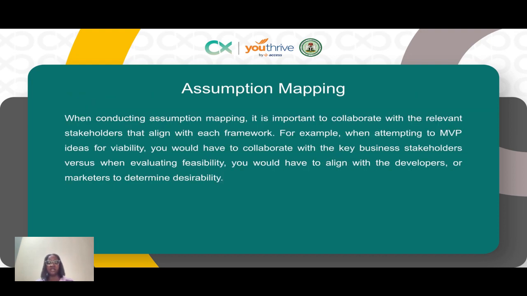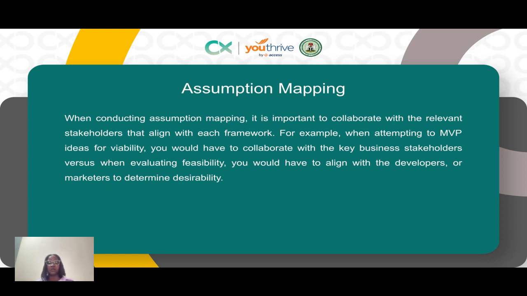Now, when conducting assumption mapping, it is important to collaborate with the relevant stakeholders that align with each framework. For example, when attempting to MVP ideas for your viability, you have to collaborate with key business stakeholders since you're thinking more about the business side of things. If you are evaluating feasibility, you have to align with the developers, or marketers or designers for desirability.